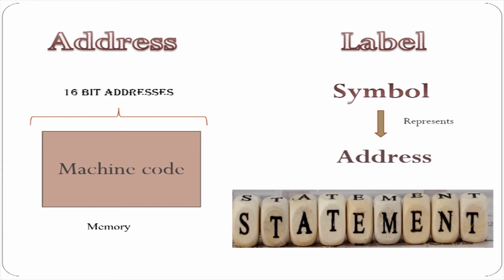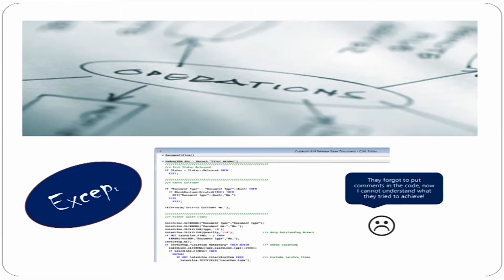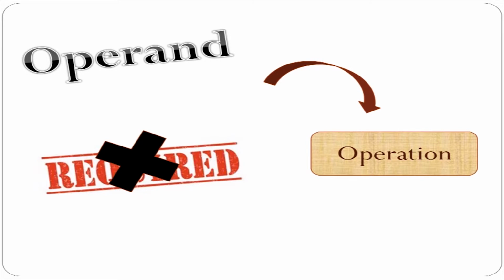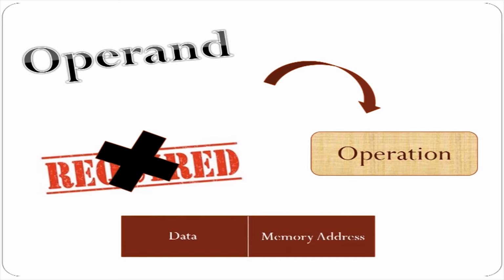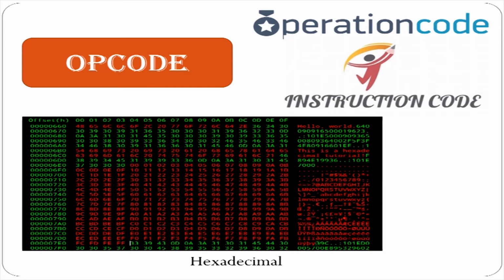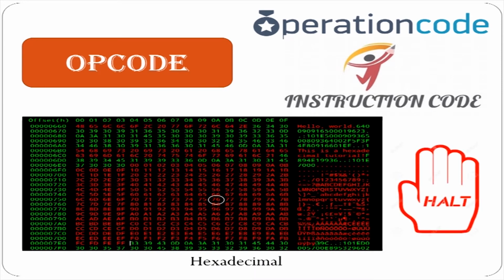Labels are optional. Now, moving forward, the operation or mnemonic must be included in every statement except those which are purely comment. An operand may or may not be required depending upon the nature of the operation. This field contains data or a memory address on which the operation is to be performed. We will study these in upcoming lectures. Opcode is an instruction code or operation code which is stored in hexadecimal numbers in memory. For example, 76 is for HLT, halt or stop the instruction.